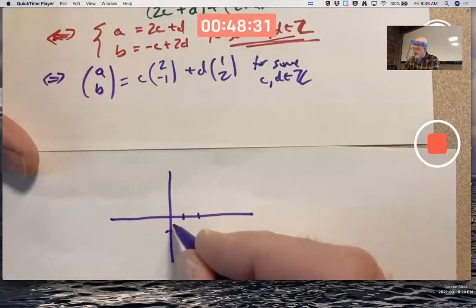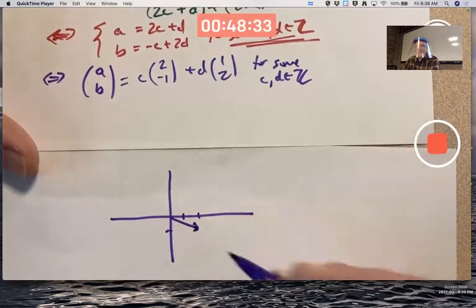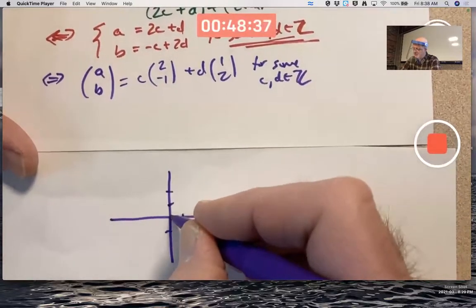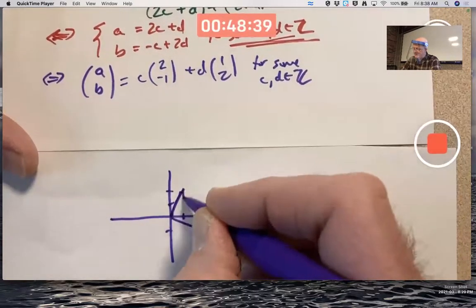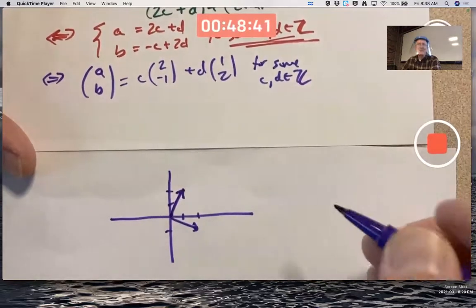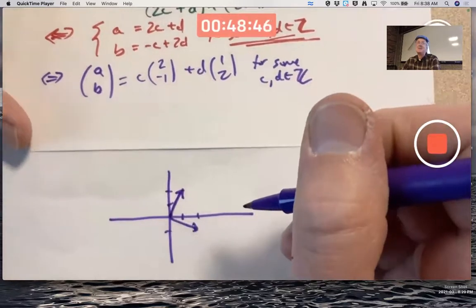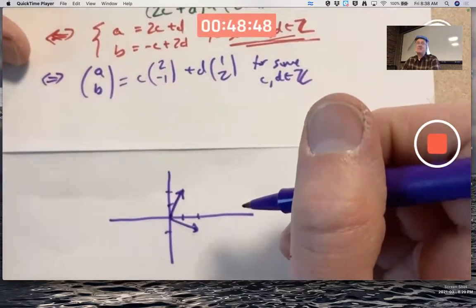Two, -1, right about here. 1, 2 goes about like this. These are going to be at right angles to each other. They're going to be orthogonal. It would form an orthogonal basis for the plane as a vector space, though you'd have to allow real scalars in that case.